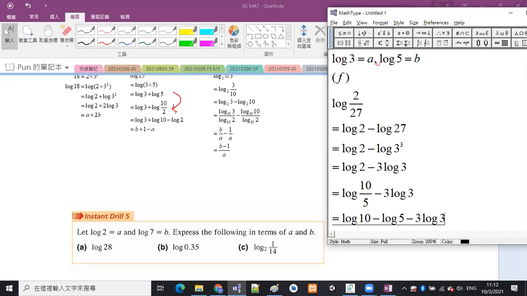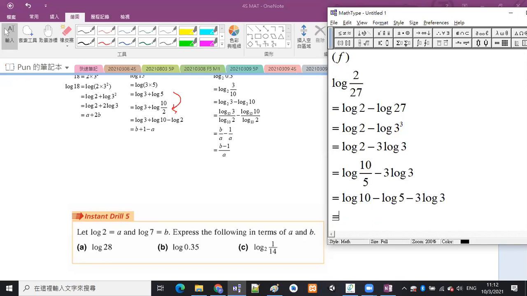Now, every number inside the log is allowed to appear. So the first, log 10 base 10, is 1. Log 5 is given to be B. And then 3 log 3 becomes 3A. So it becomes 1 minus B minus 3A. And that is the answer. Is that okay?